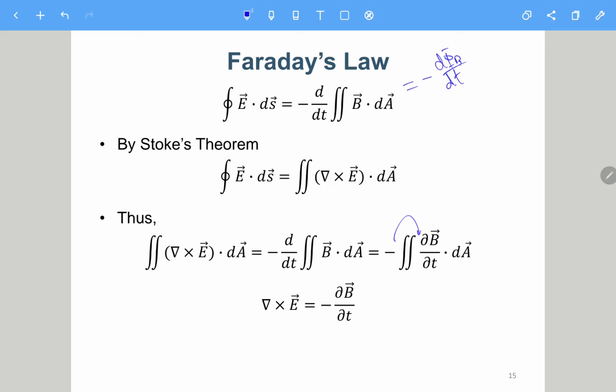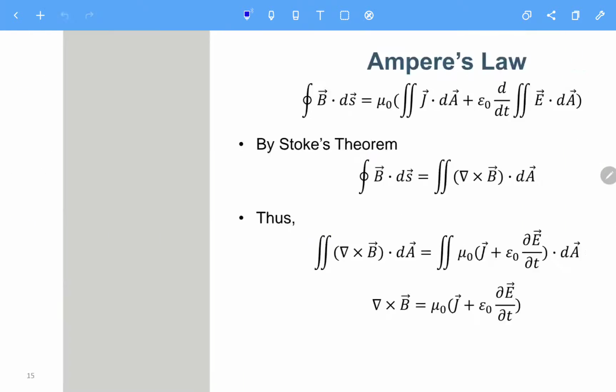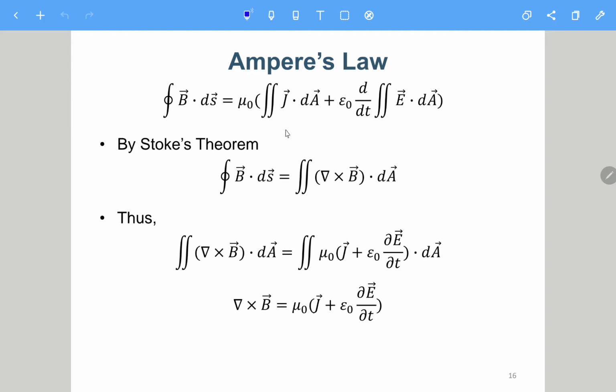Okay, so the derivation here is not difficult, I think. This is the last one, which is Ampere's law. This is the line integral of B dot ds, and on the right side we have mu naught times I enclosed, the current enclosed by this Ampere loop.